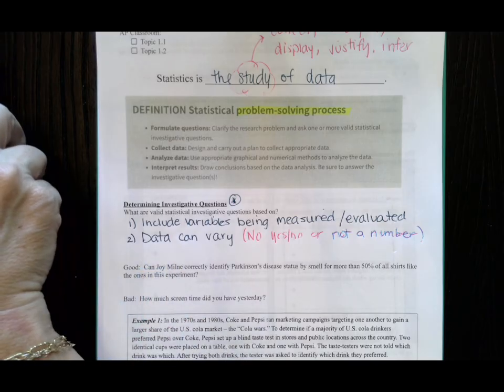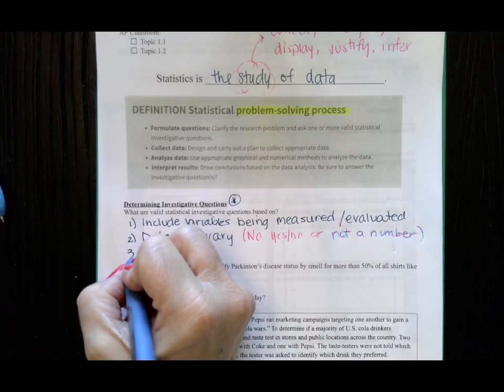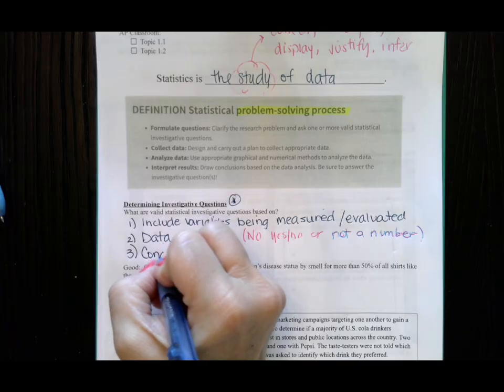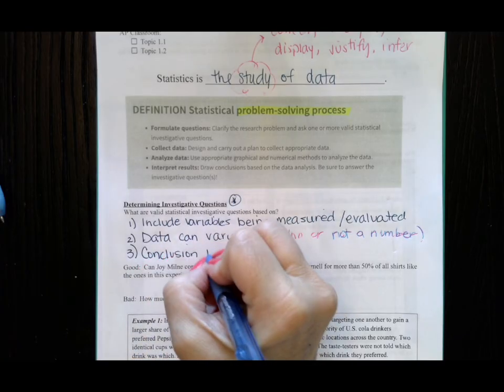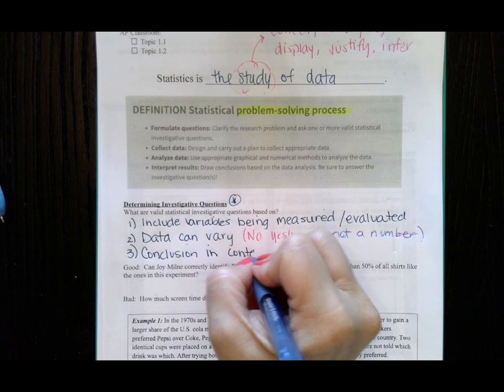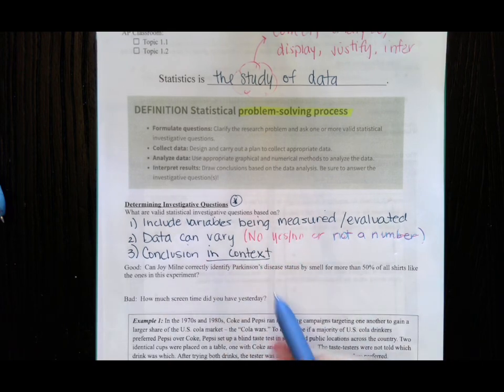Okay? All right, next part of this that we have to have is that we have to have a conclusion in context. And you're going to hear this in context all year, and it's really important. So let me give you an example of what that in context looks like. So when we did the Parkinson's activity, this would be a good experimental question. So can Joy Milne correctly identify Parkinson's disease status by smell for more than 50% of all shirts like the ones in this experiment? So let's talk about this.